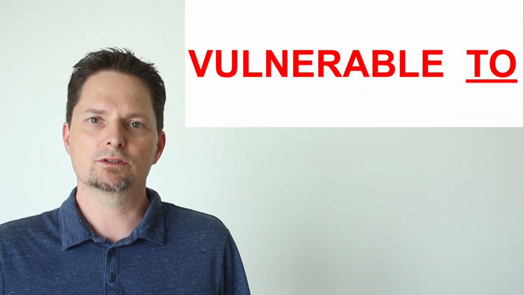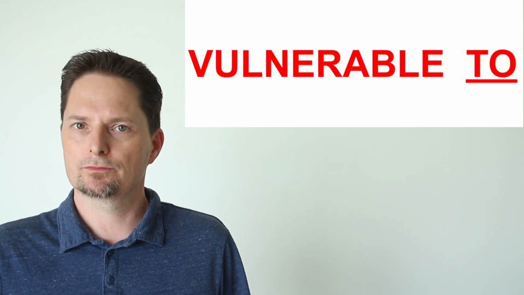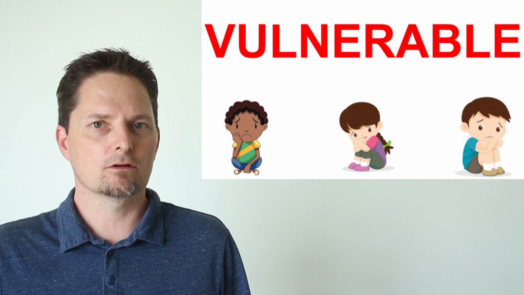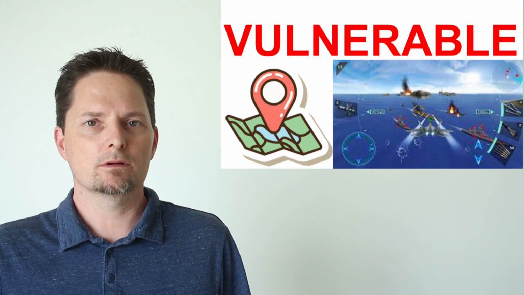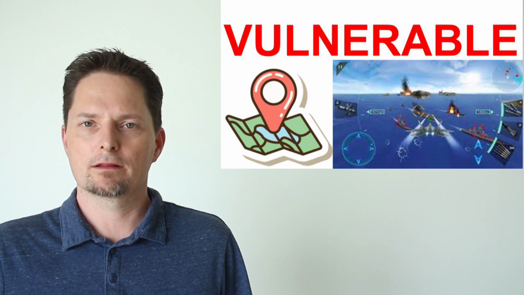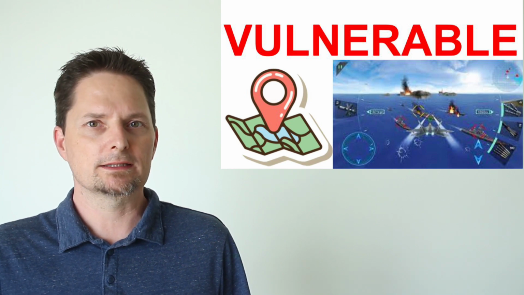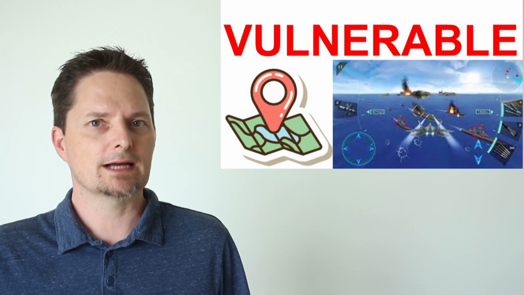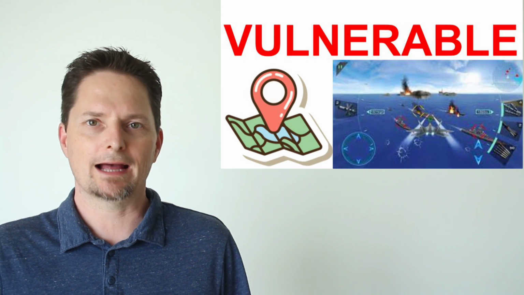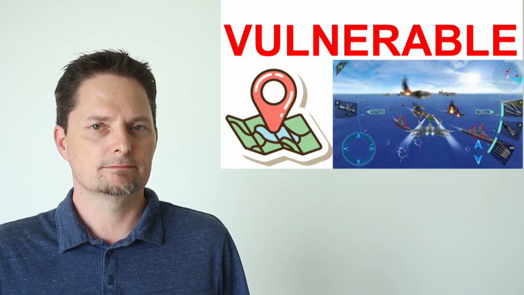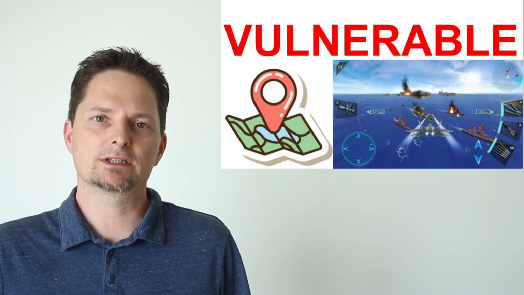Remember, with vulnerable, we use to as the connector. To, the preposition. Vulnerable to. Again, children are vulnerable to bad influences. Example, the country. The country is not strong. They have a small army, a small military, so they're vulnerable to attack. The country is small and they're vulnerable to attack from other countries. They're not strong enough to defend themselves, so they're vulnerable to attack.